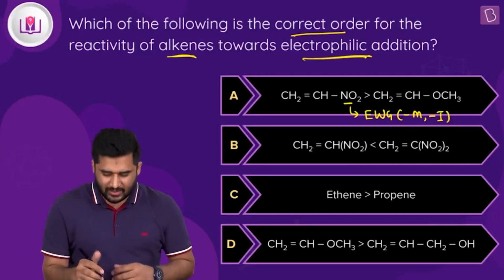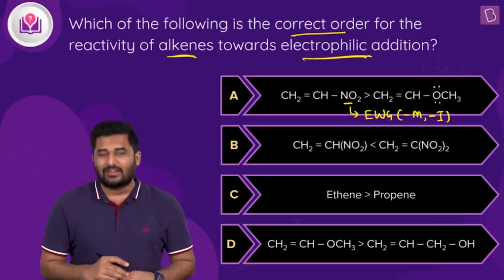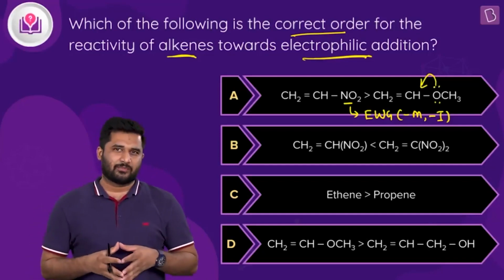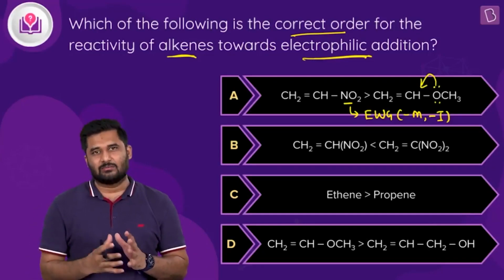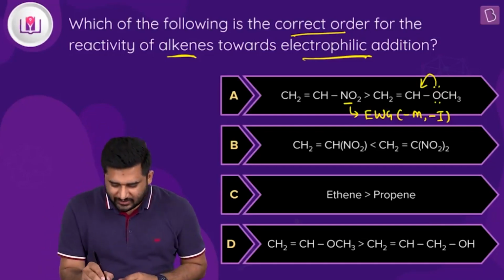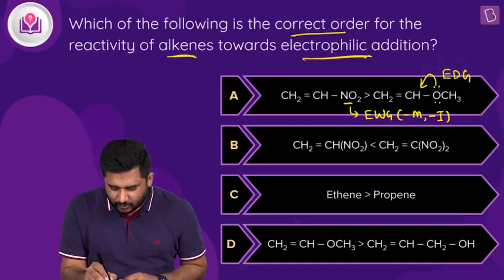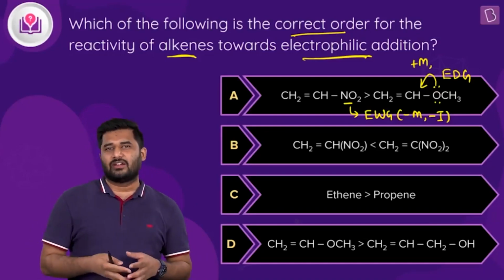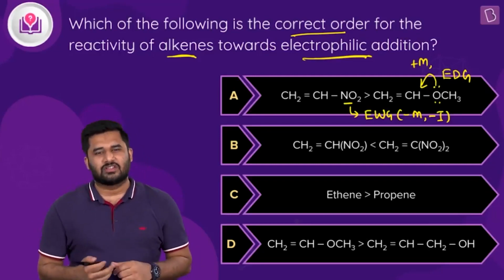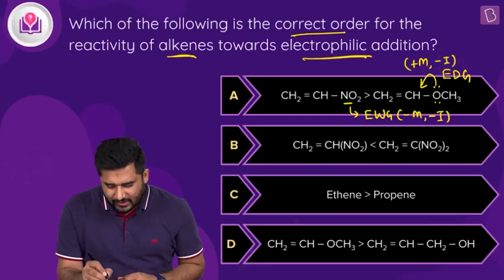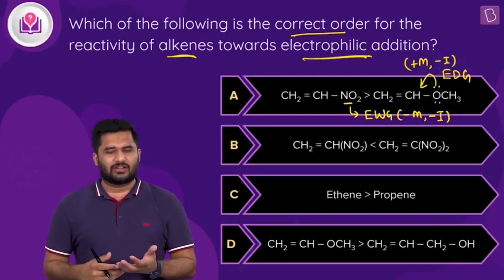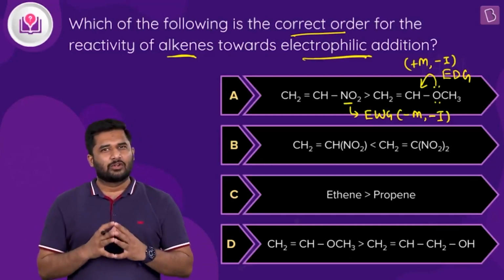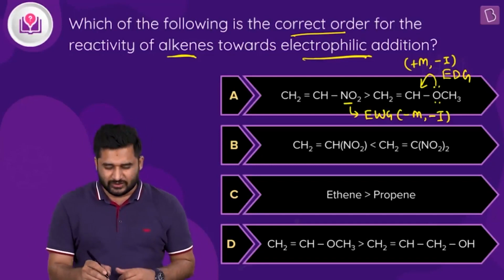Here, in this OCH3, the oxygen carries a lone pair of electrons, which it can donate through the mesomerism effect towards the alkene system, which means it will act as an electron donating group due to the plus M effect. Simultaneously, since oxygen is more electronegative than carbon, it will pull electrons across the sigma bond towards it through the minus I effect. But since mesomerism is dominant over inductive, we will mainly consider this group as an electron donating group, which means this group will increase the electron density of this particular system.